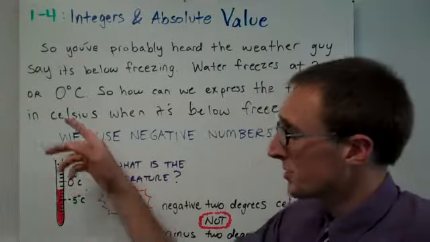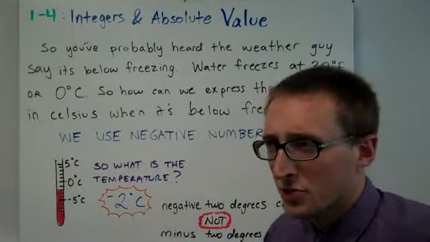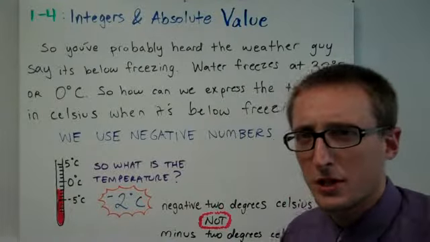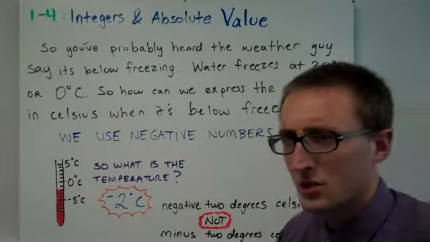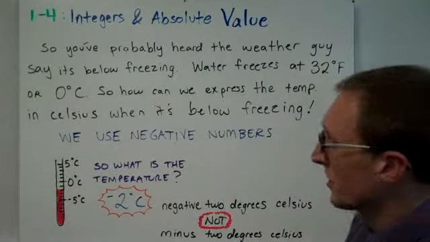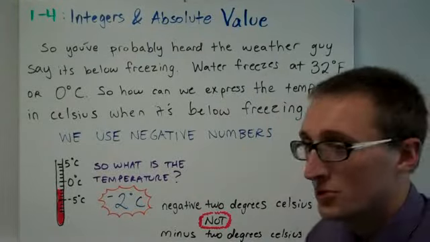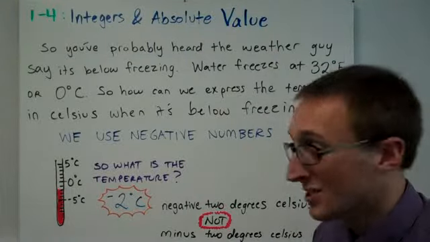But in other countries, we say it freezes at 0 degrees Celsius. They tell their temperature in a different way. So when the weather guy says it's below freezing in another country where they measure in Celsius, what do they use? Well, we use these numbers and then we call them negative numbers. Okay, they indicate values that are smaller than or less than 0.